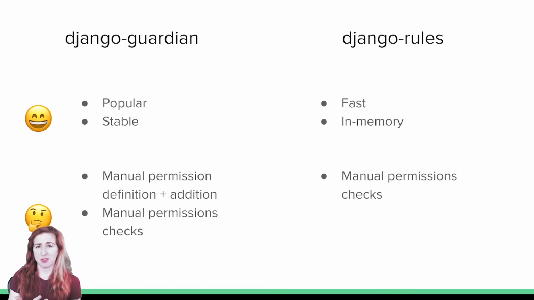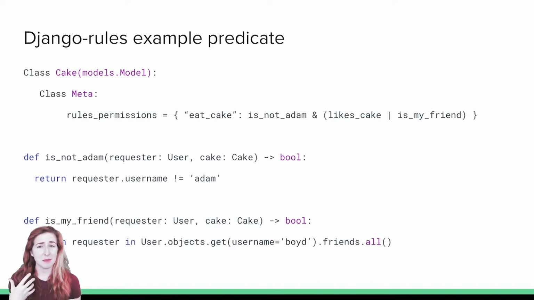I'll give a quick example of how you might add permissions in Django Rules. So let's say I have some delicious cake and I want to make sure that anyone who is either my friend or likes cake can have some, except for Adam, he knows why. It would look something like this.